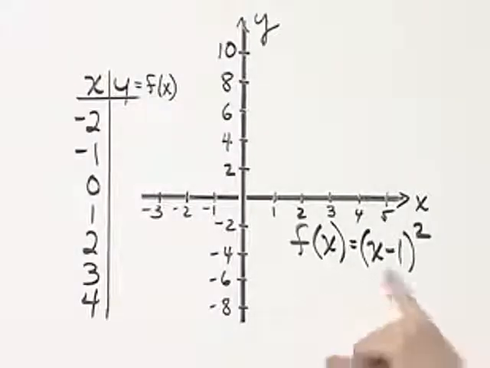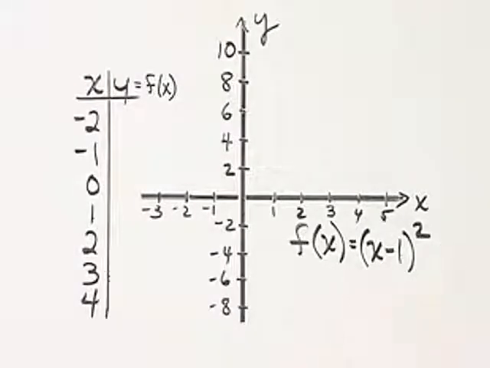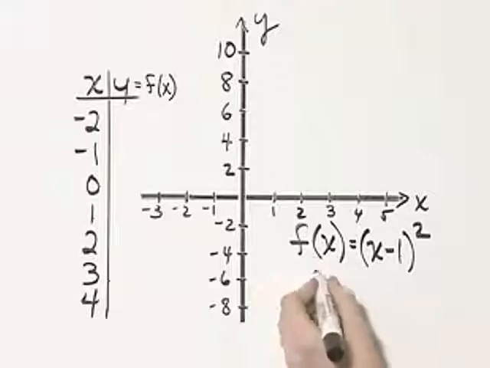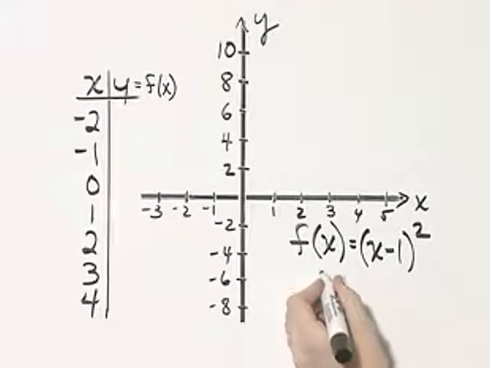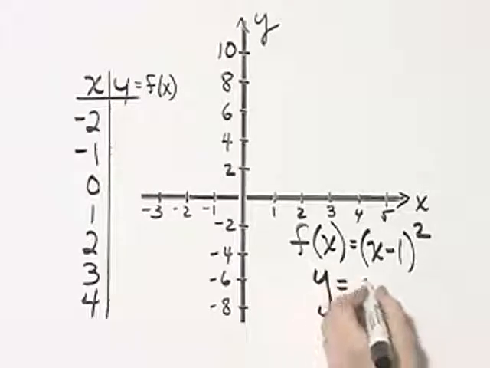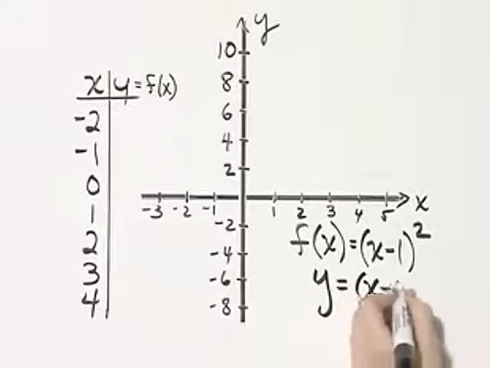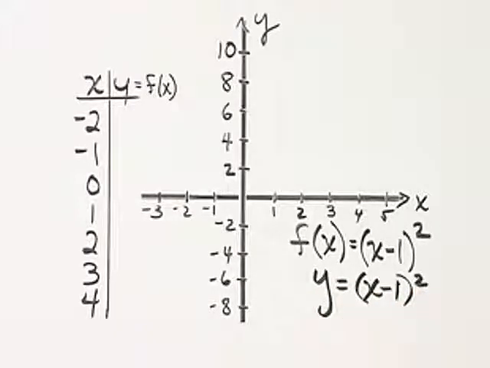Let's graph this nonlinear function. And by the way, if you'd like, instead of f of x, because y is f of x, you can think of this as y is equal to x minus 1 quantity squared. Either one is fine. Remember though, we're graphing a nonlinear function, so although you may not be sure of the shape of the graph yet, you do know it will pass the vertical line test.